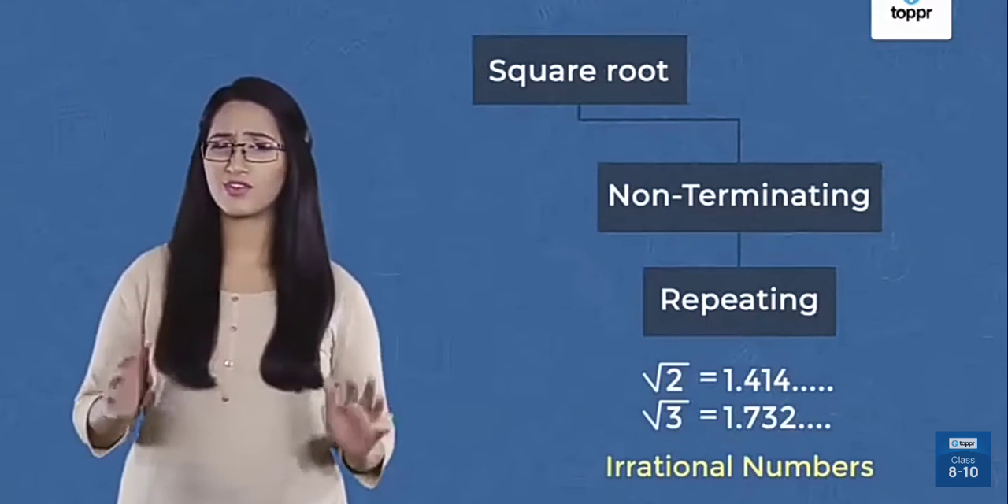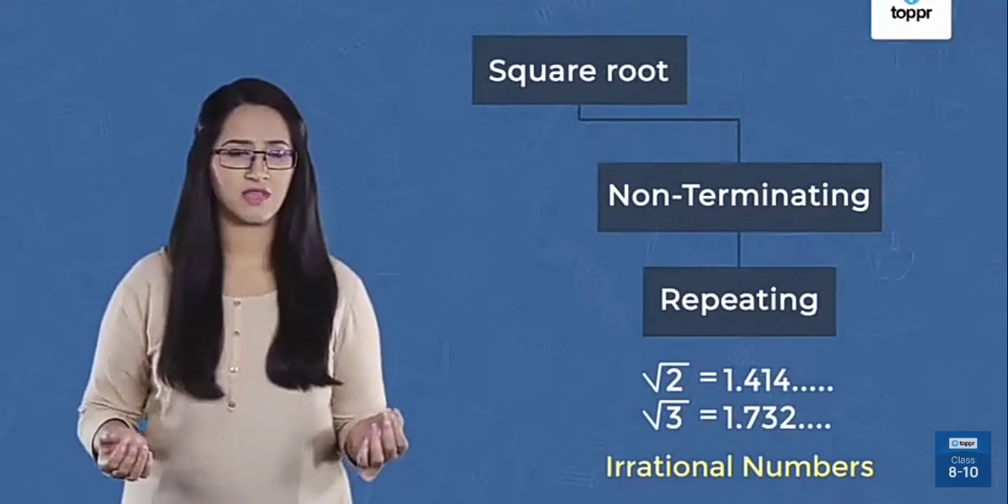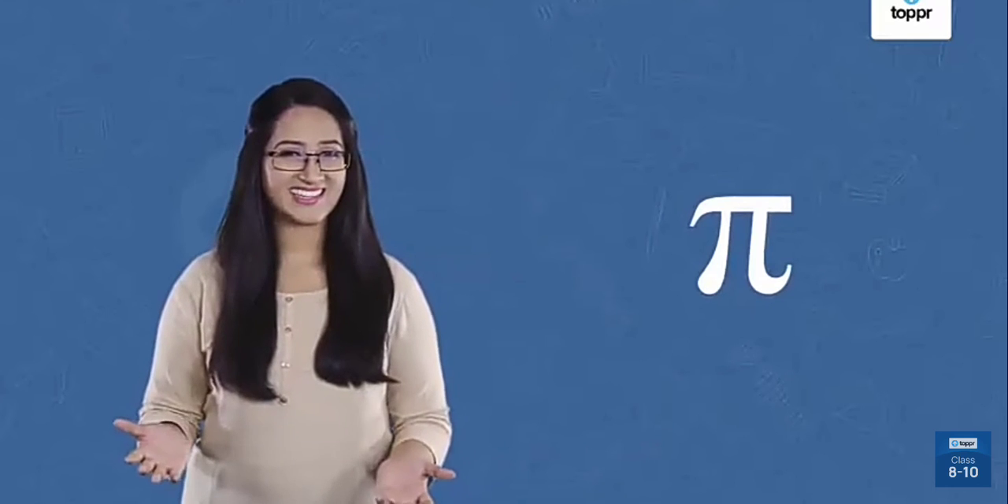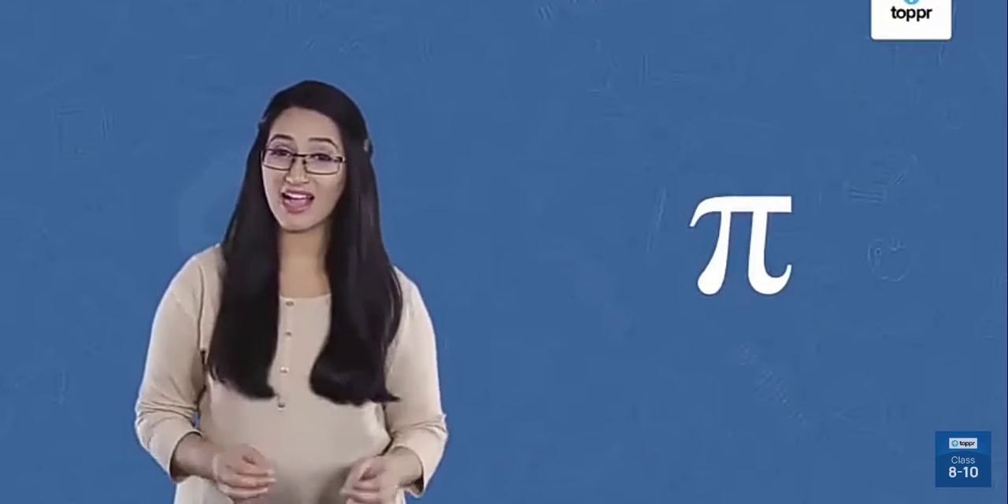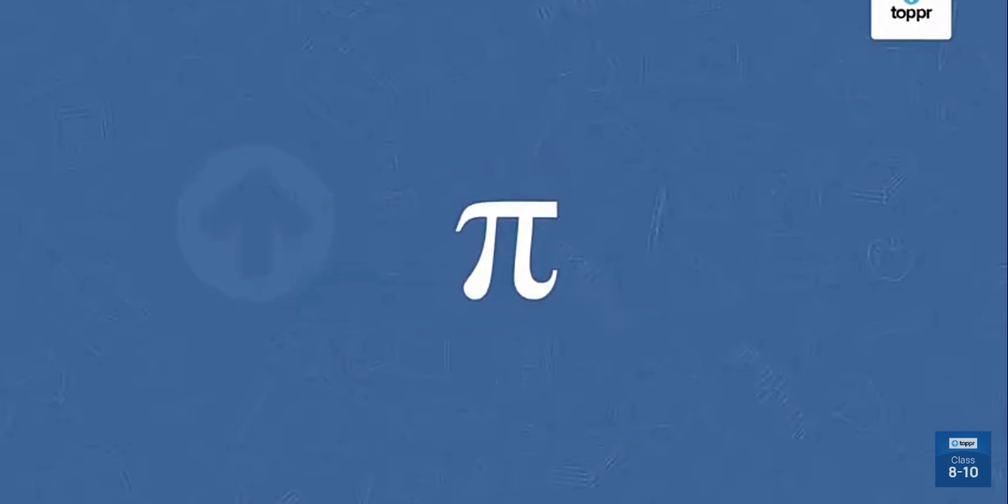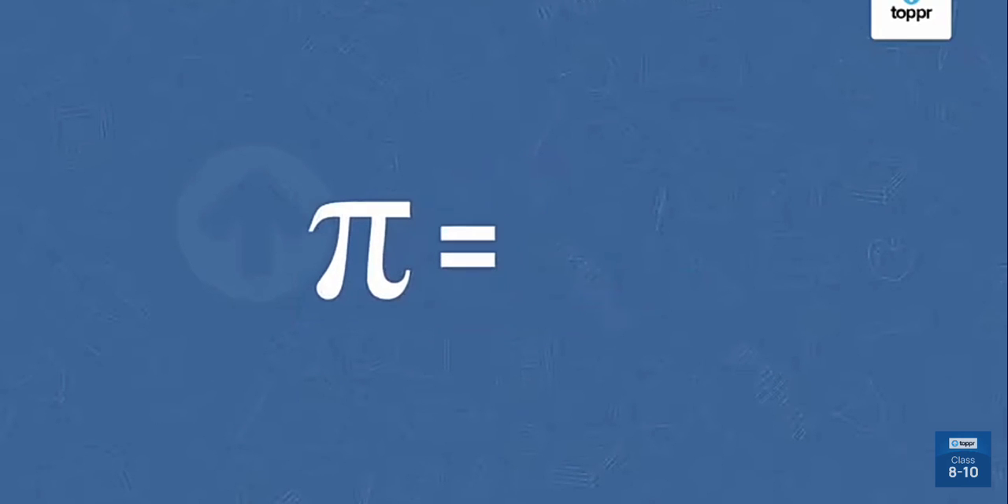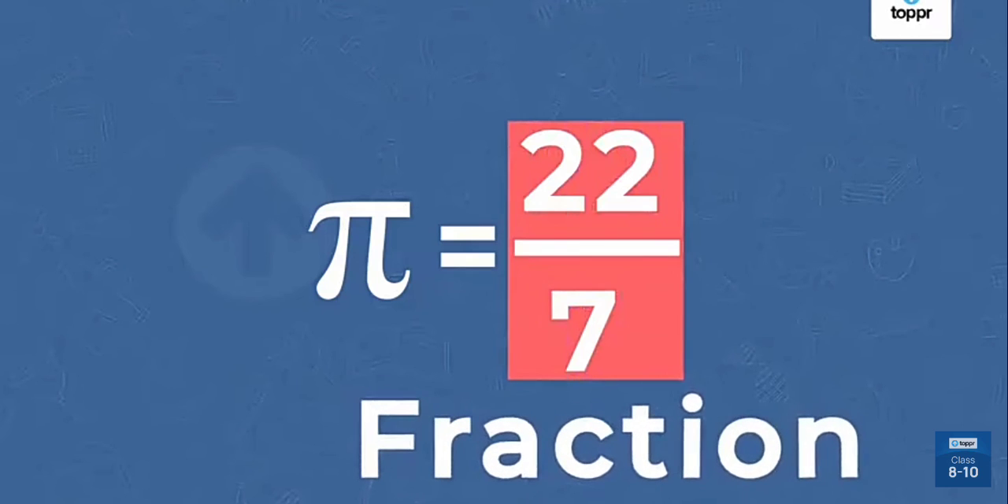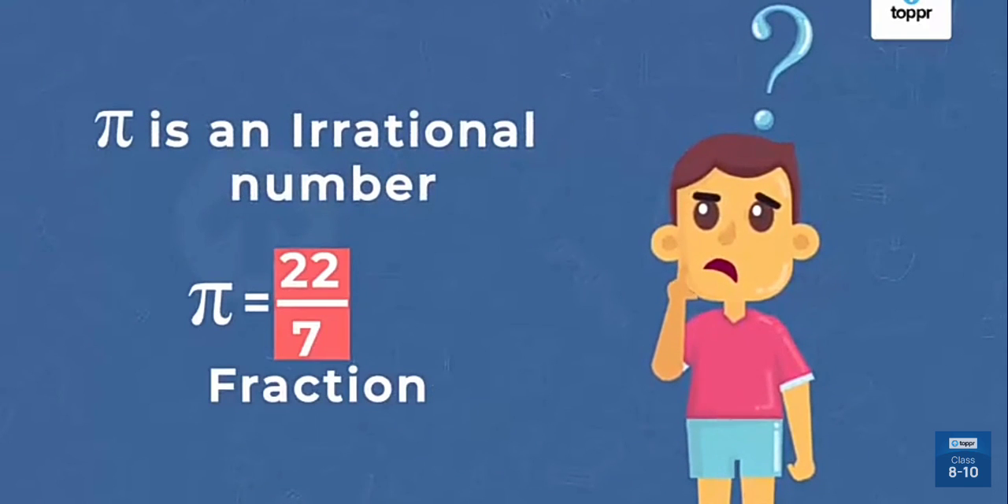Now, so far we've been learning that the square root of certain numbers are irrational. But are these the only examples of irrational numbers? Ever heard of the number pi? Yes, the same pi we use in geometry or mensuration. Pi is also an irrational number. But you've probably always taken the value of pi as 22/7, which is a fraction. Then how can it be an irrational number? We'll figure out why we call pi an irrational number in our next session.